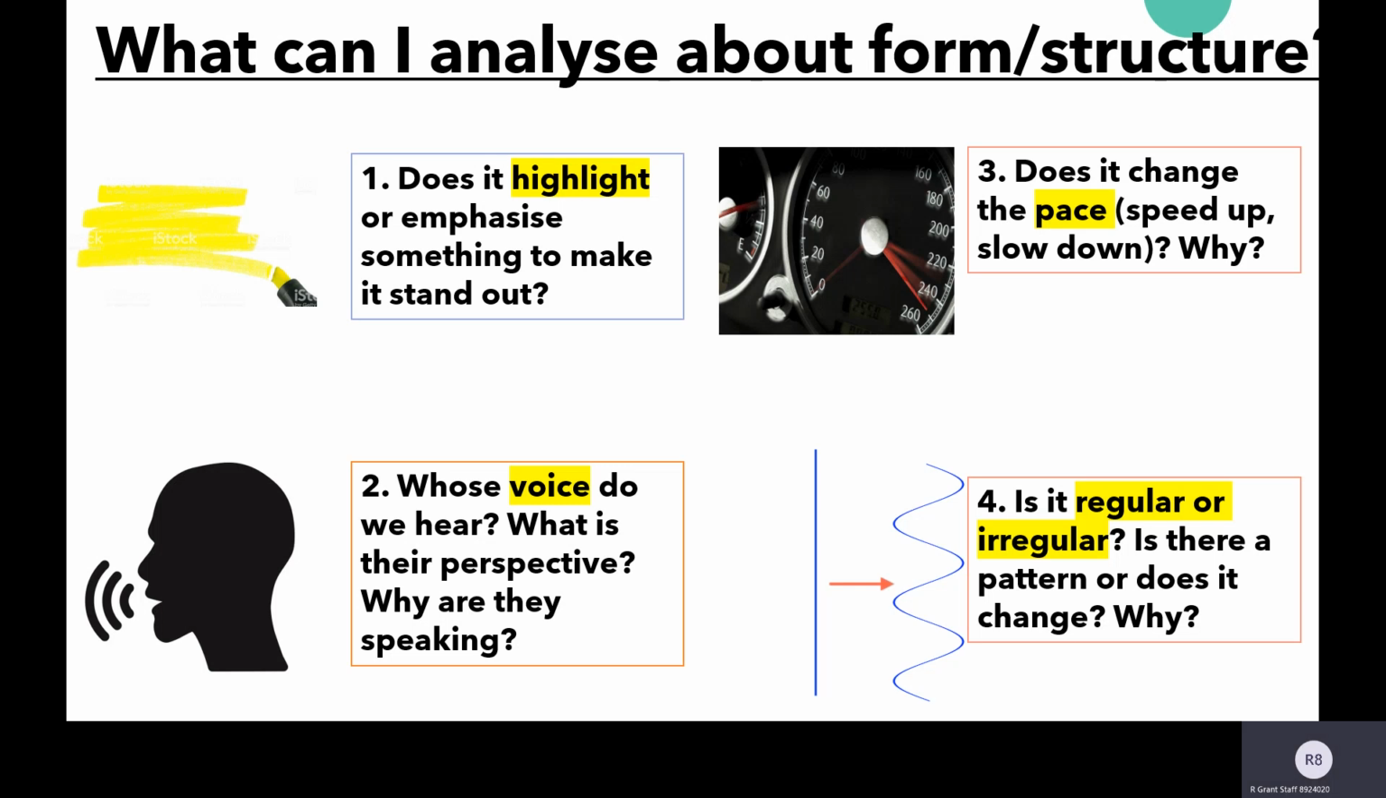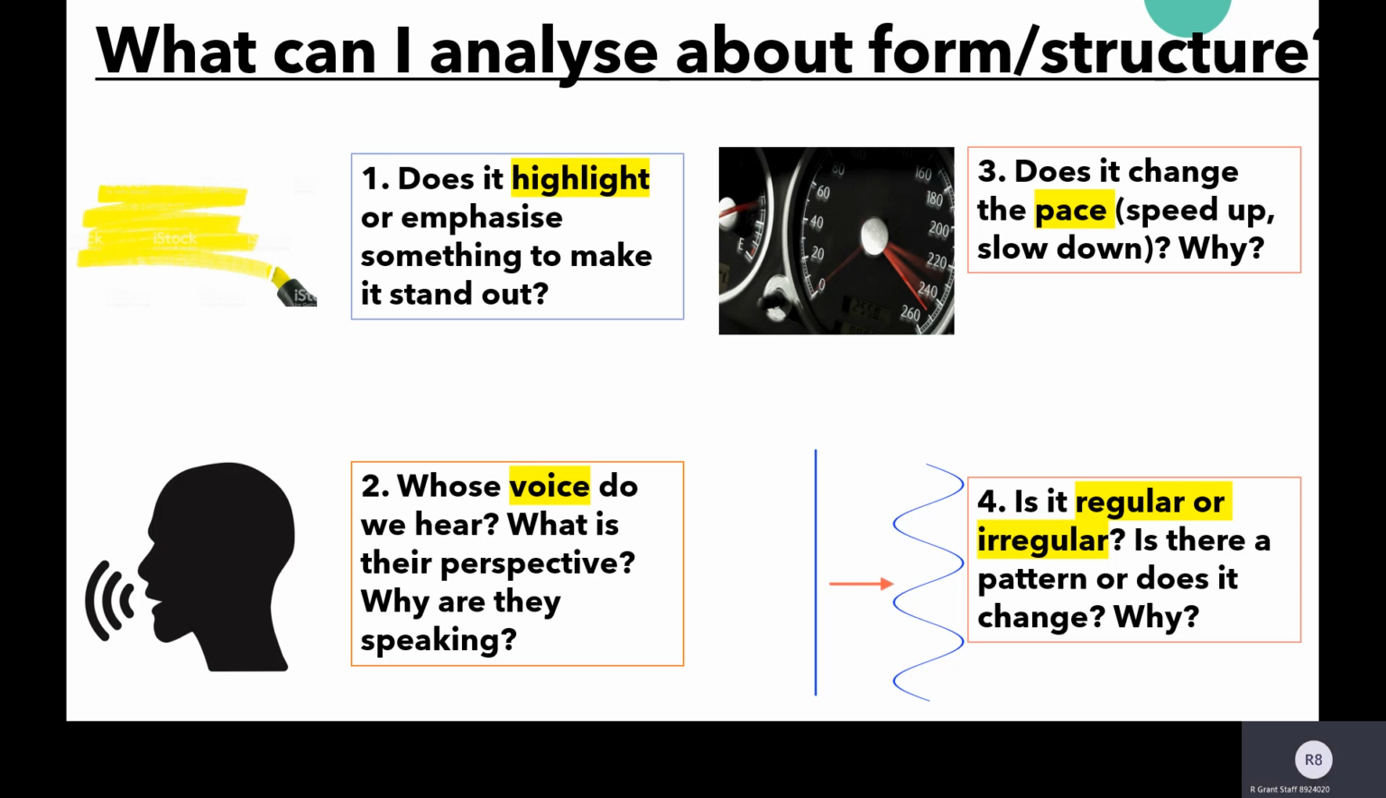So now we know the methods, what can you actually say about them once you've selected them? So I've given you here 4 different questions to ask yourself so you can build up your explanation of why the poet has chosen to use those structural methods. So number 1, does the method highlight or emphasize something to make it stand out? Particularly for repetition or a caesura, does that pause, does that use of repetition emphasize a particular word or idea to hammer it home to the reader?